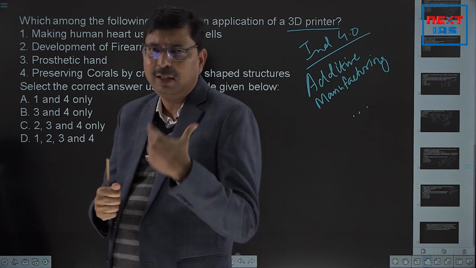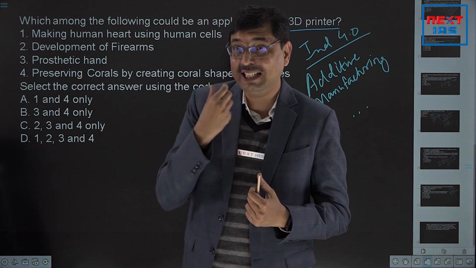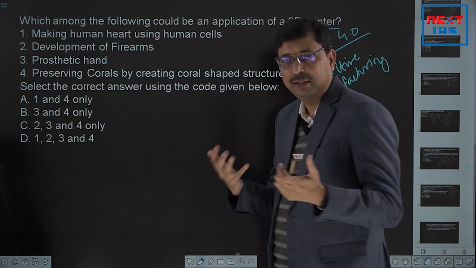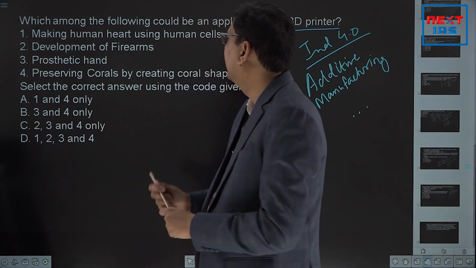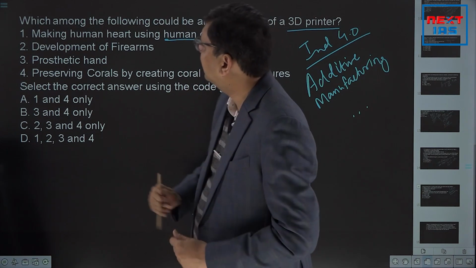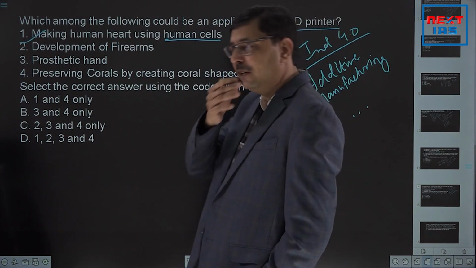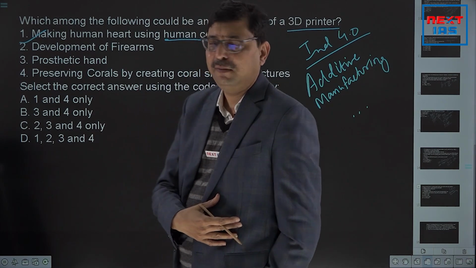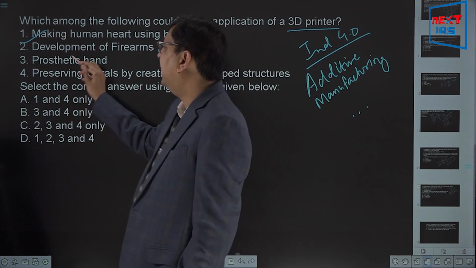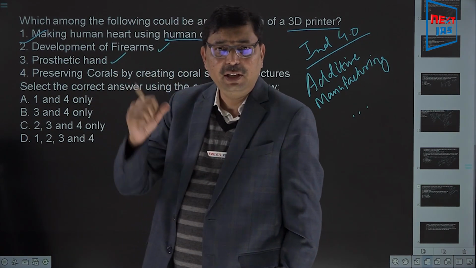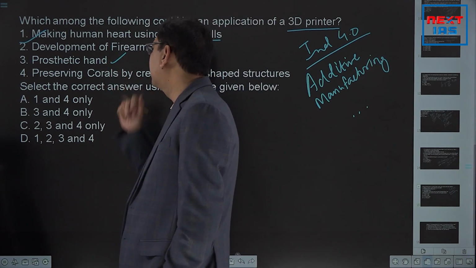And to make that human heart, they used stem cells. Stem cells are the cells which are capable of forming all the cells of the body, and they were human cells. So yes, that is correct. Development of firearms, yes, you can make metallic, non-metallic, all types of things. Prosthetic hand, made of ceramic or plastic polymers, yes.